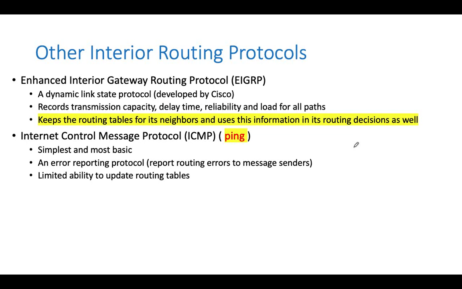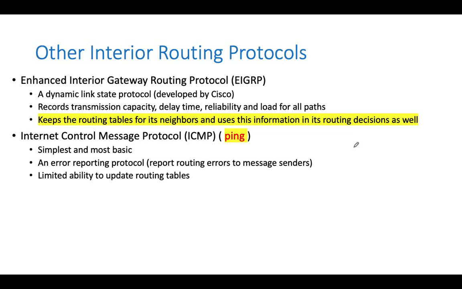EIGRP uses different types of metrics like bandwidth, capacity, delay, reliability. Oh, we have something else, which is load balancing, and what we call quality of service, which you can implement on EIGRP as well. However, it's hard to implement that in RIP, for example. And that's the latest, and that's the one which is recommended. You will find it recommended for all Cisco products.